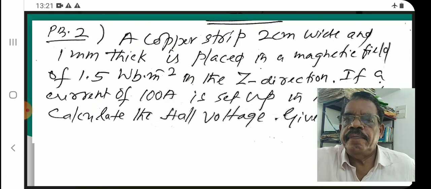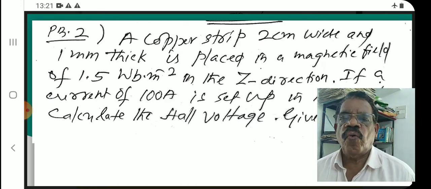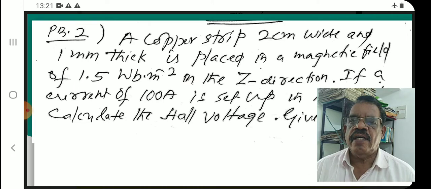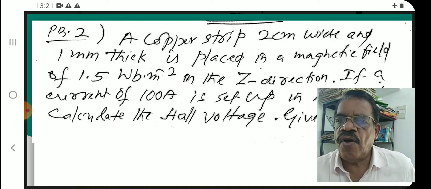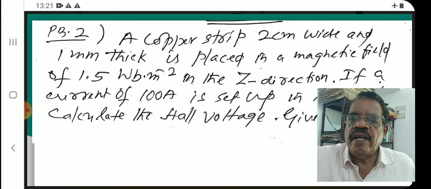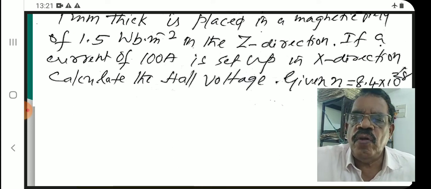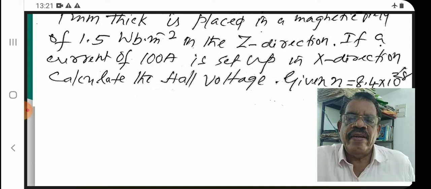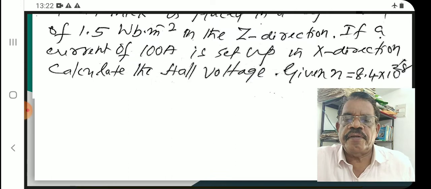You look here. A copper strip 2 centimeter wide and 1 millimeter thick is placed in a magnetic field of 1.5 Weber meter is to minus 2 in the Z direction. If a current of 100 ampere is set up in the X direction, calculate the Hall voltage given N is 8.4 into 10 raised to 28.